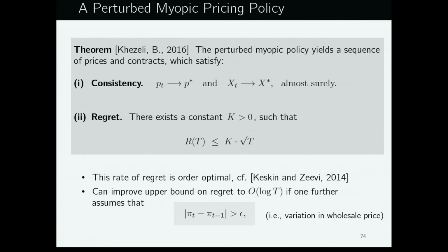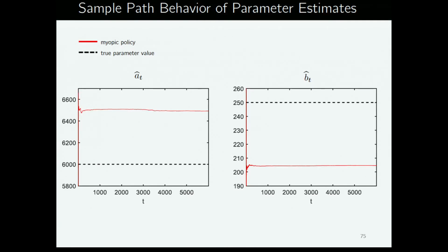I think the interesting thing to point out, however, is that the constant which shows up ends up being proportional to 1 over epsilon squared, okay? And so although asymptotically you achieve a log t regret, the constant could be extremely large if the exploration in the underlying wholesale price, or this costless exploration, is small. Okay, so going back to our perturbed myopic policy, you can show that this perturbation is enough to ensure consistency.